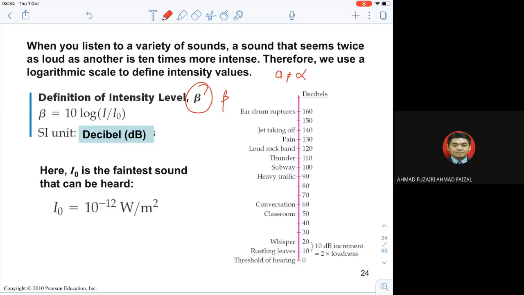Log is the base 10 log, meaning log 10 of I over I naught, where I naught is the threshold of hearing, while I is the intensity at that particular value. So I naught is the threshold of hearing. So for decibel, I naught is 0.